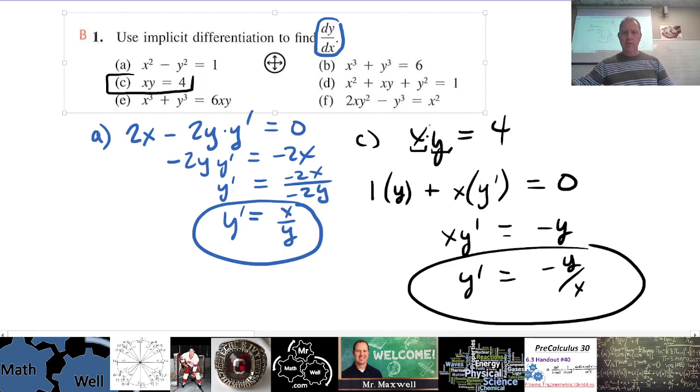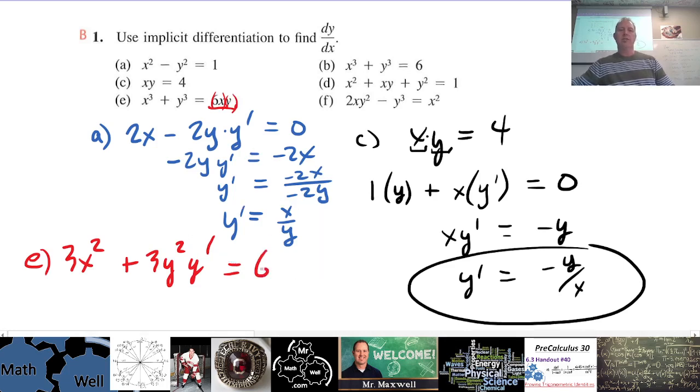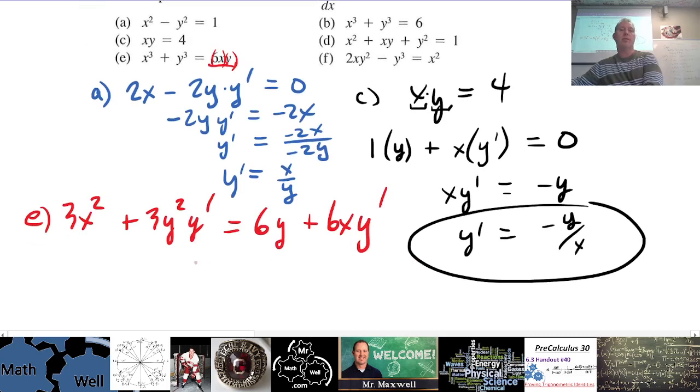All right, one more. Which one you want to do? E. Okay. Here's E real quick. So the derivative of x cubed is 3x squared. Done. The derivative of y cubed is 3y squared times y prime, because that's not my preferred variable. This one is two functions. It's 6x and y. You treat it as two different functions. So the derivative of the first, 6x, is just 6 times the second function y, plus 6x times the derivative of y. That's y prime. Now the business of getting y prime all by itself.